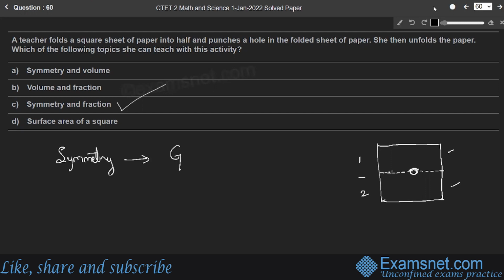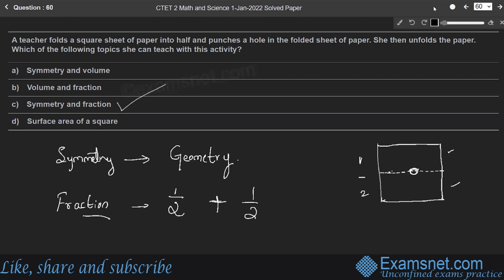So with this example, the concept of symmetry can be taught by the teacher, and another is fraction. What is a fraction? It is a number that represents a part of a whole. For example, if the square is the whole, the first part is called part of a whole, 1 by 2, and the second part is also 1 by 2. So 1 by 2 plus 1 by 2 is the whole square. The first rectangle plus the second rectangle is equal to the whole square, right?